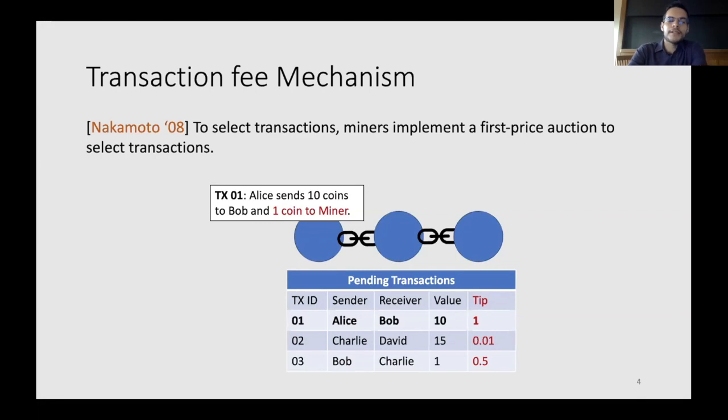In practice, most blockchains inherit this protocol that was proposed by Nakamoto in Bitcoin, where each transaction, in addition to its content, also contains a tip that the transaction is going to offer to a miner to have that transaction included. So in practice, that just means that miners are going to run a first price auction on these transactions whenever there is excess demand for block space.